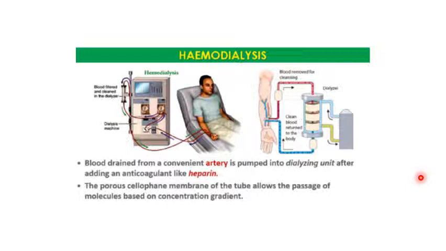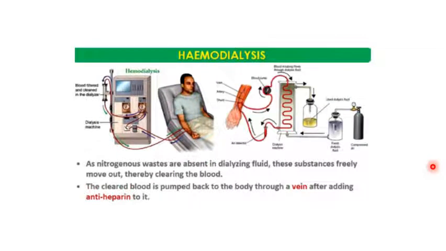So the blood drained from a convenient artery is pumped into the dialysing unit, and adding an anticoagulant like heparin helps. Heparin is necessary, otherwise the blood will get clogged and the flow of the blood will not occur. The porous cellophane membrane of the tube allows the passage of molecules based on the concentration gradient. So they will go from higher concentration to lower concentration. As nitrogenous waste are absent in the dialysing fluid, these substances freely move out, as I told you earlier, so they will be cleared from the blood.